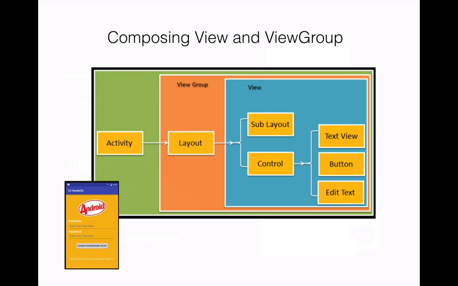Now let's look at how this view and view groups are composed. This diagram illustrates a visual representation of how view and view groups are composed in an activity. Every screen in our application, which are activities, is created using layouts, and the layouts are composed using different views. In this diagram, we can see the text view, button, and edit text are the different views which the layout is composing to represent a single screen.